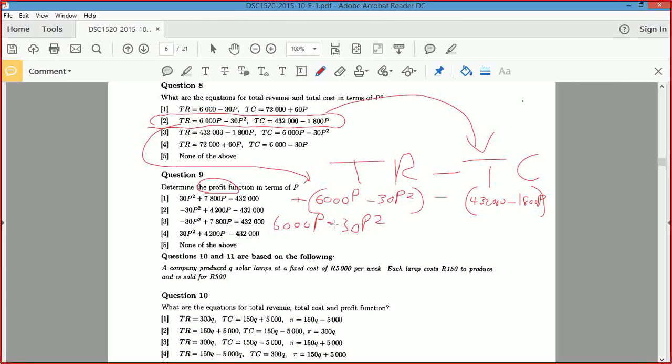Do you agree? Yes, I do. What's a minus times a plus? A minus times a plus is a minus. Minus times a minus is a plus, so it's plus 18. Now you put the like terms together. Correct. What do you get? So it's going to be 6,000 plus 18. It gives you 78. Minus 30p squared minus 432,000. Which option? So it is going to be 3. Yes, that's the right answer.